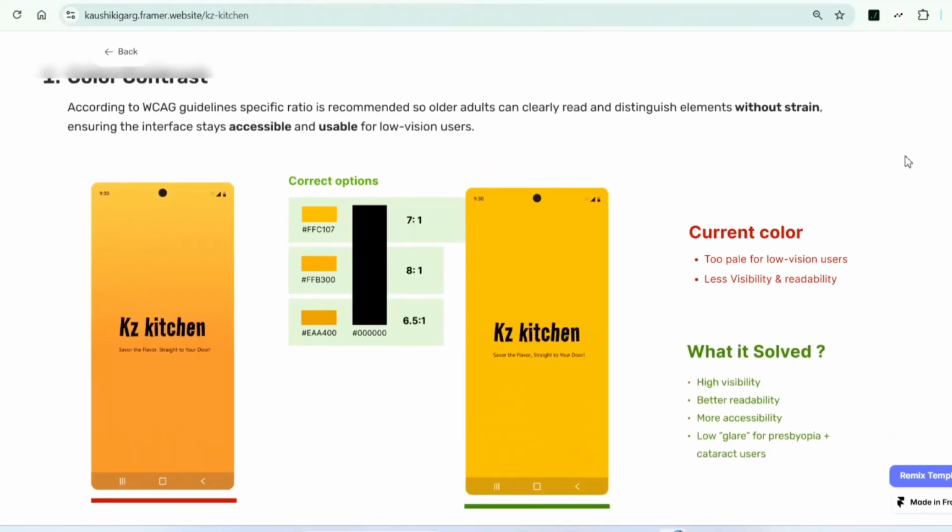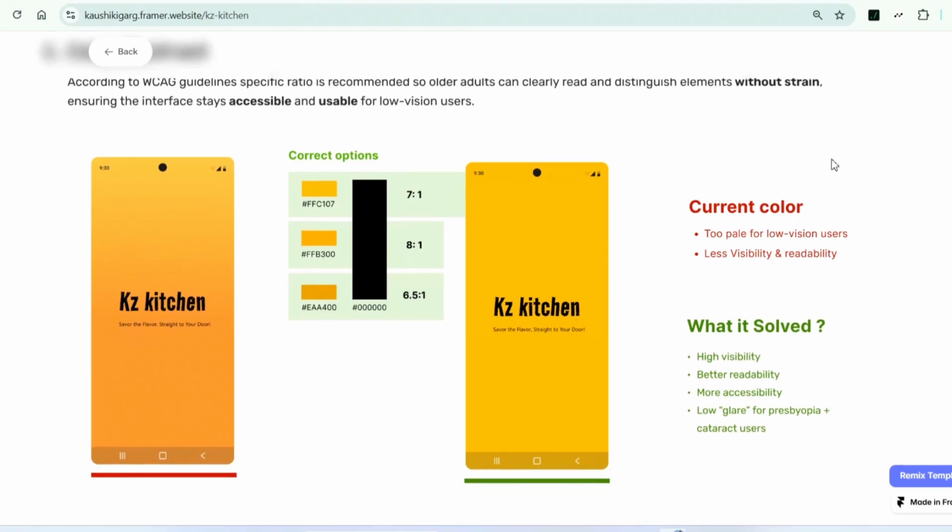According to the Web Content Accessibility Guidelines, there are a few rules which a person should follow while designing a UI for accessibility and for an elderly audience. I kept that in mind while redesigning my existing flow. In the current application, as you can see, there's a gradient of orange and yellow, which was decreasing the visibility for the elderly.